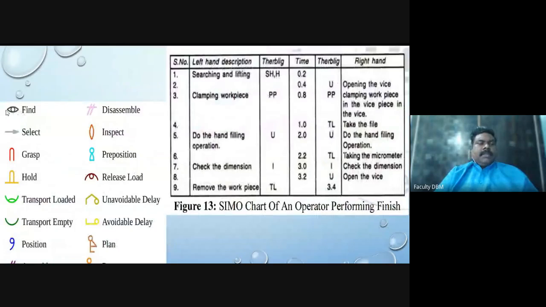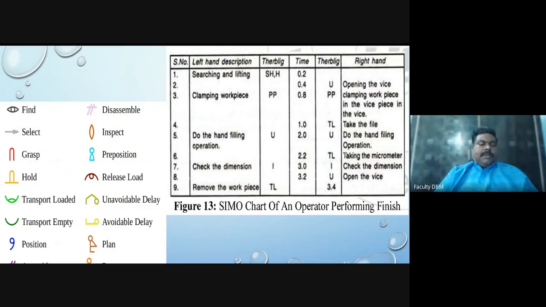These are the therbligs, a diagram he has made. This is for finding. This line is for selecting. This is grasping, holding, and transport loaded, which means a half circle with something in it is transport loaded. Transport empty, we don't have anything in this. We have a crescent moon like this, which is position.